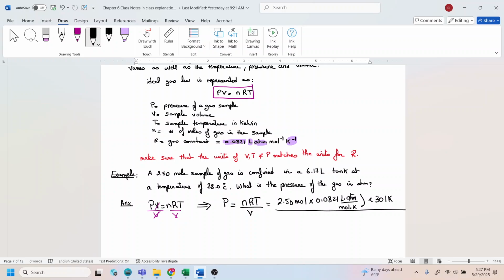And here you go. We are going to divide this by the volume, which is 6.17 liters. So that is going to correspond to 10.0 atmospheres.